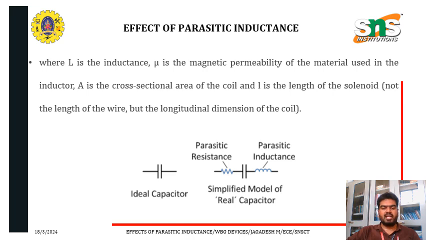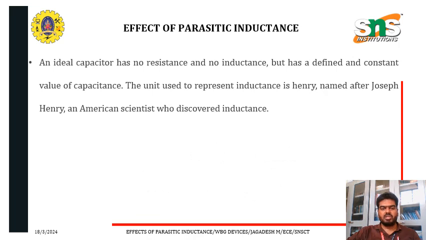So here, the ideal capacitor is shown. We usually draw it like this. To help understand parasitic inductance, a simplified model of a real capacitor is shown over here. The ideal capacitor has no resistance and no inductance, but has a defined and constant value of capacitance. The unit used to represent inductance is Henry, named after Joseph Henry, an American scientist who discovered inductance.